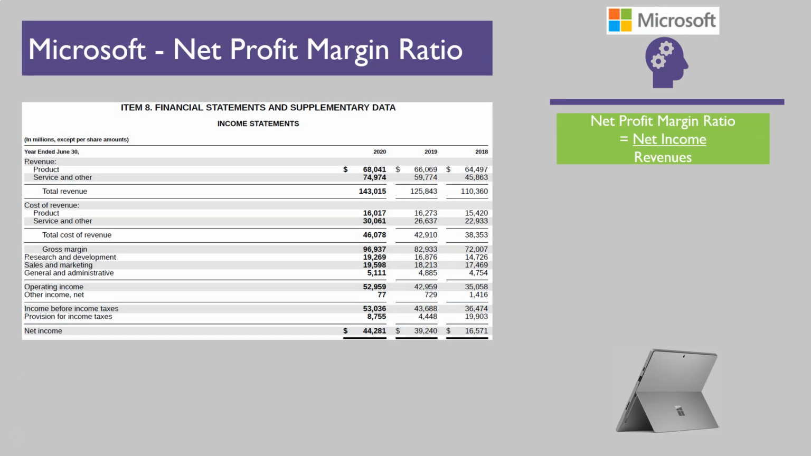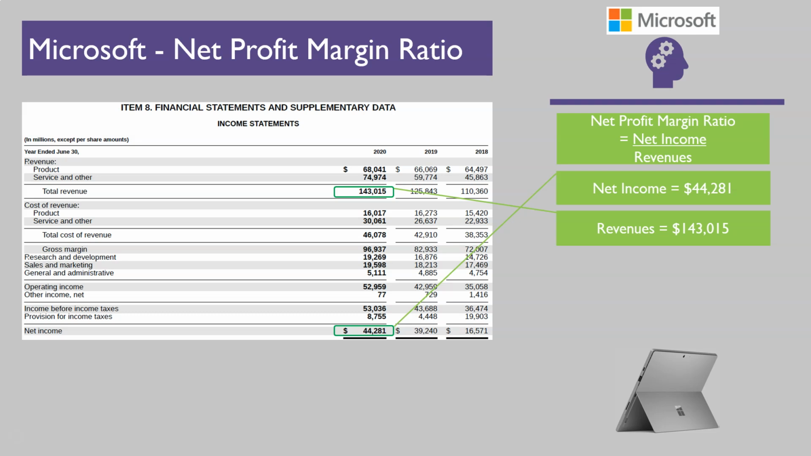On this slide, we'll now calculate the net profit margin ratio for Microsoft. First, we'll take net income of $44.3 billion. And then we have revenues here of $143 billion. When we do the math, we get a net profit margin ratio of 31% for Microsoft.